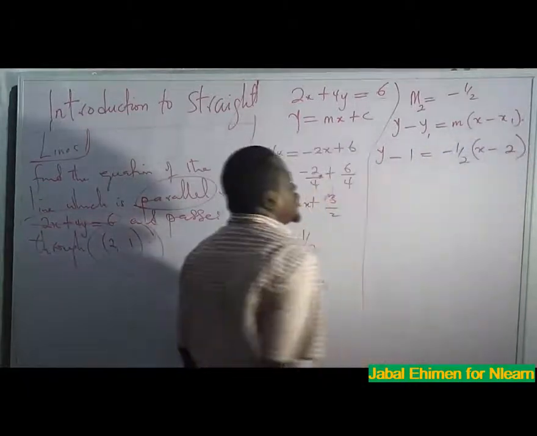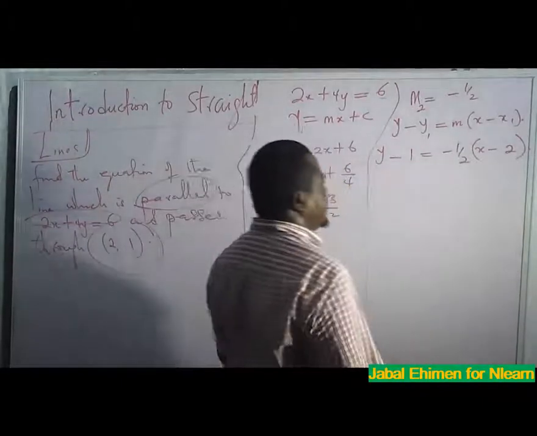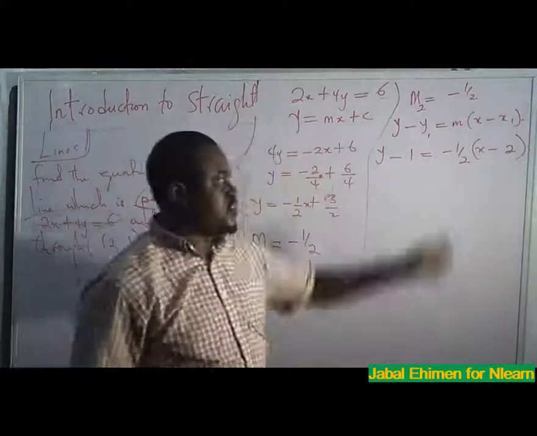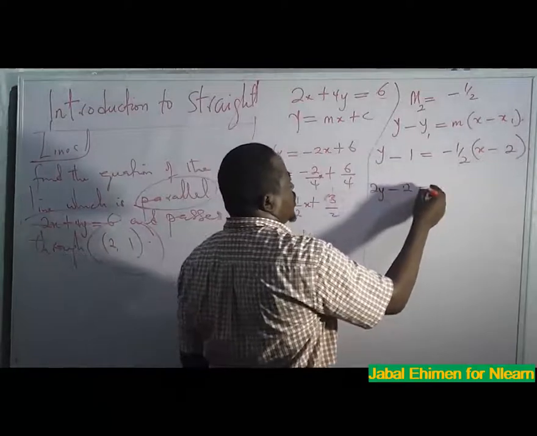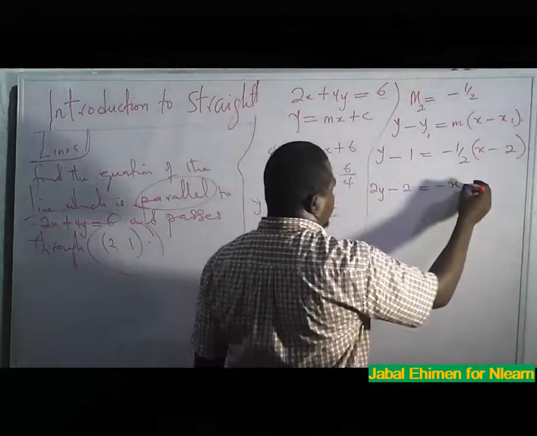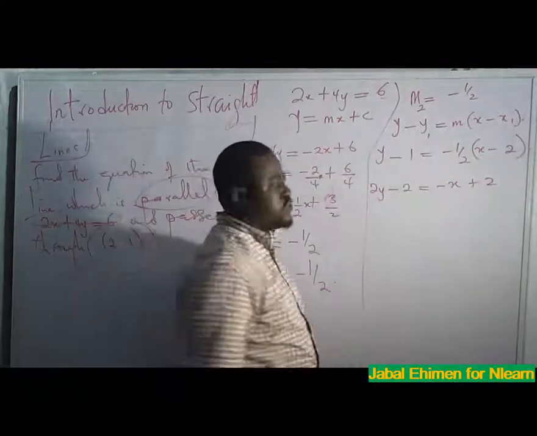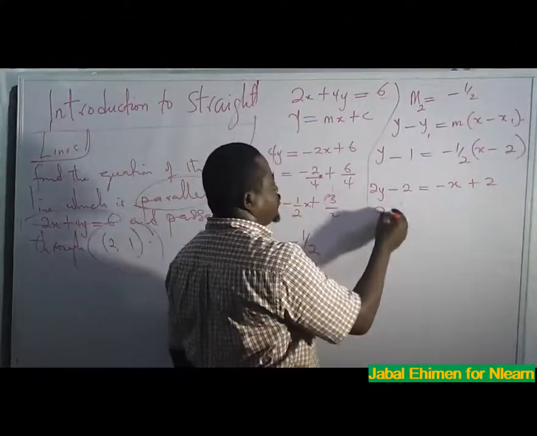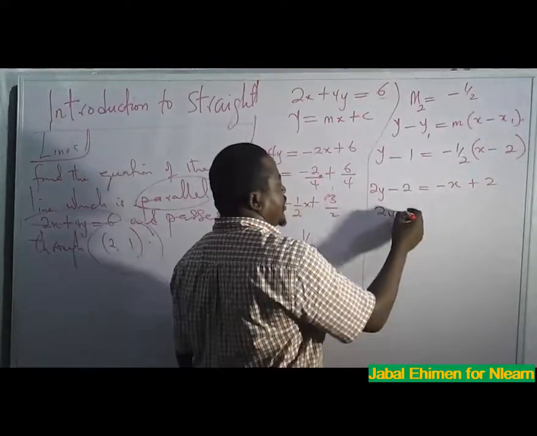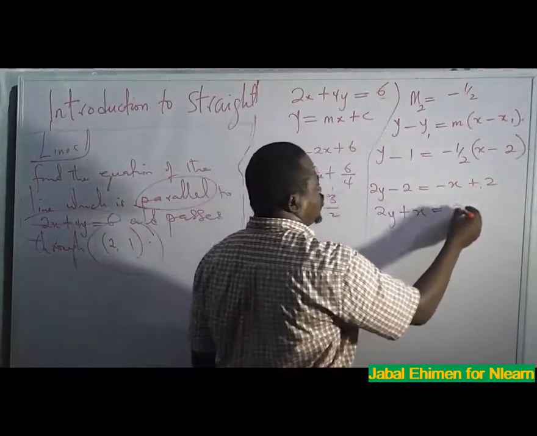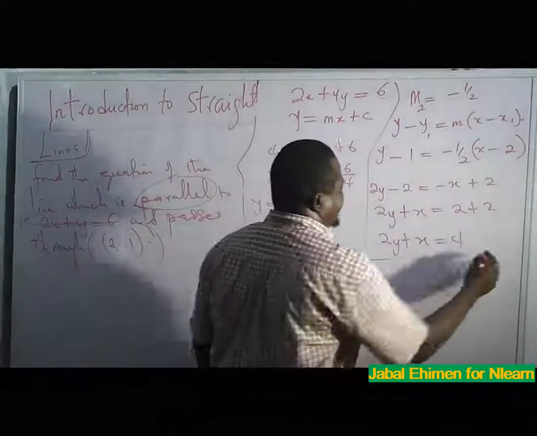Let's complete that. You take the 2 across, so that will be 2y minus 2 equals minus x plus 2. Use the minus 1 to open after the 2 has gone across. So you have 2y, and when you take the 2 across, you bring the plus x, equals 2 plus 2. So 2y plus x is equal to 4. That's the equation.